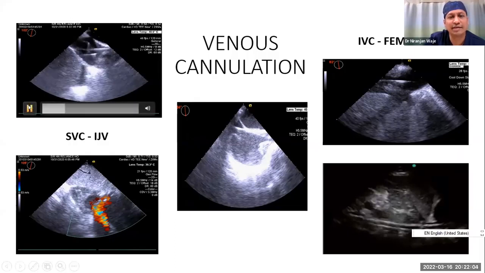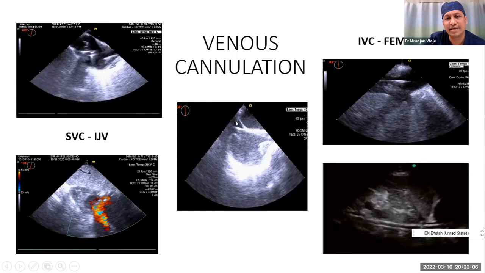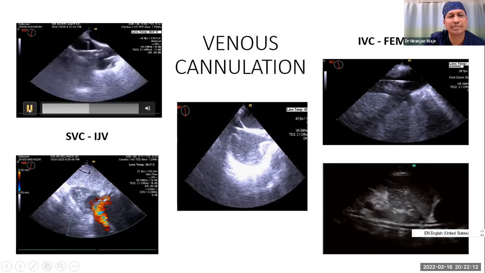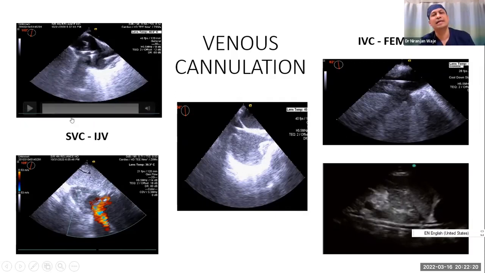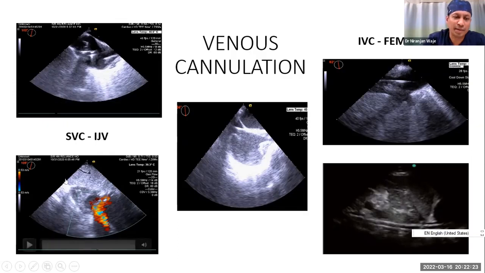On the left-hand side, you see here a bicaval view in the center, the LA, RA, and the guide wire here. On the left top, you can see the cannula coming from the IVC, the venous drainage cannula for a VA ECMO. The tip has to face the SVC-RA junction, and there are multiple ports to drain the blood. So appropriate positioning of the venous drainage cannula is of paramount importance while doing this.